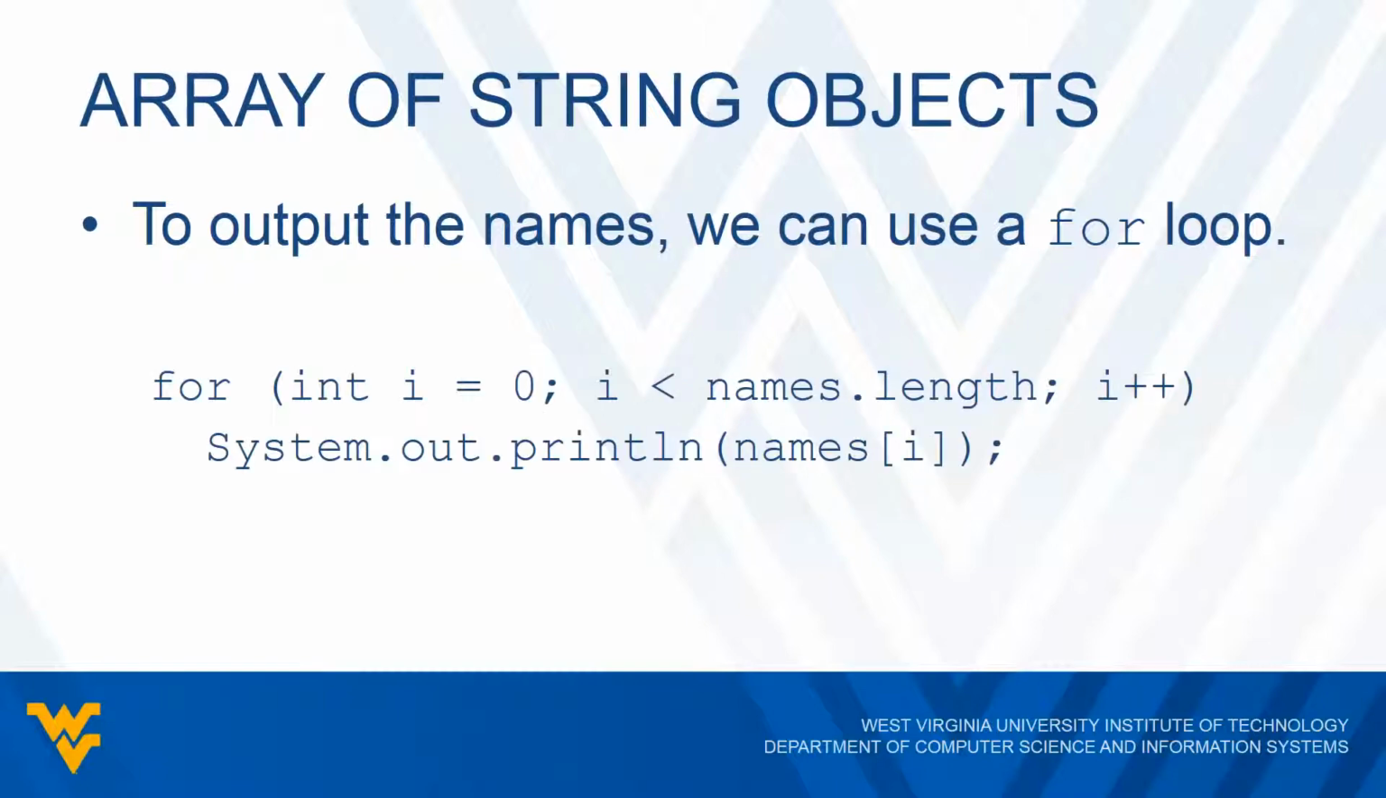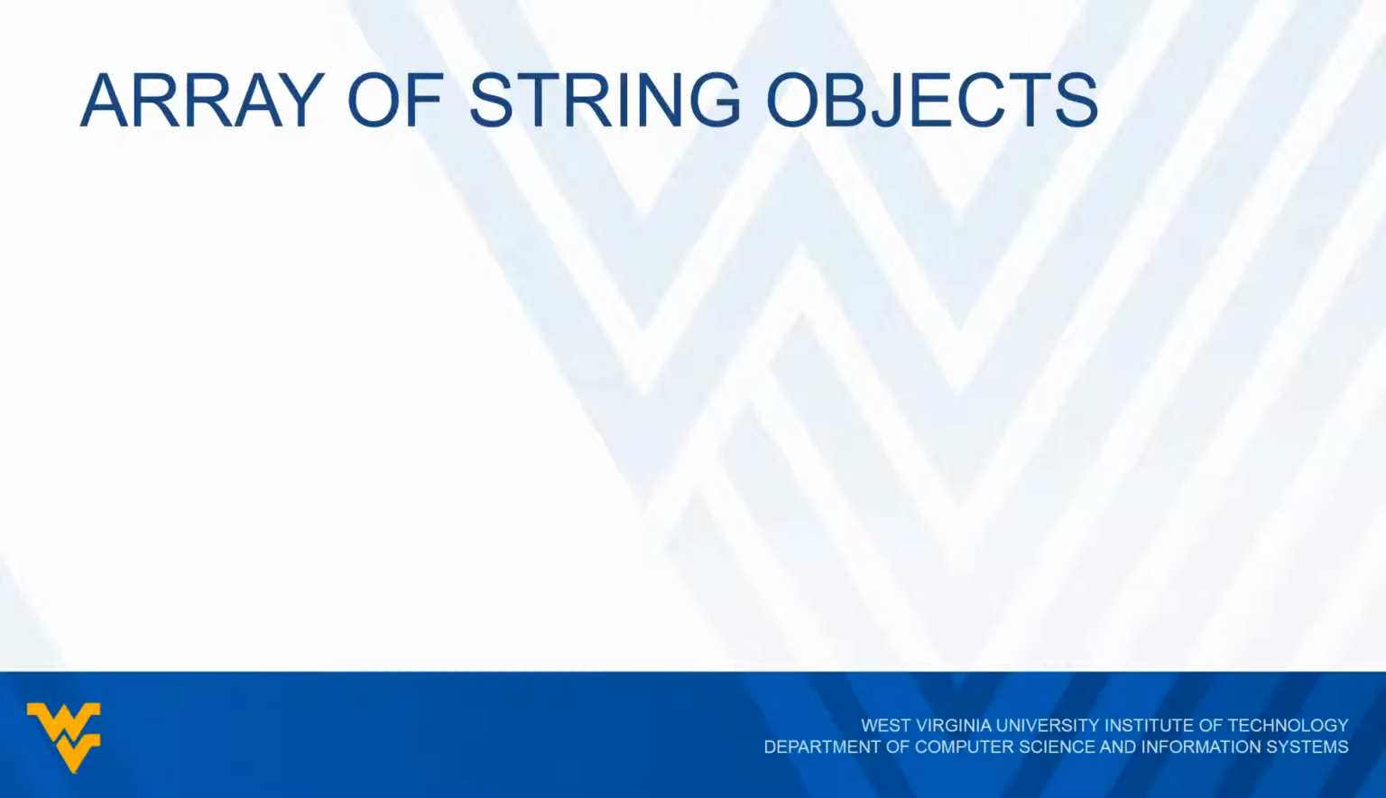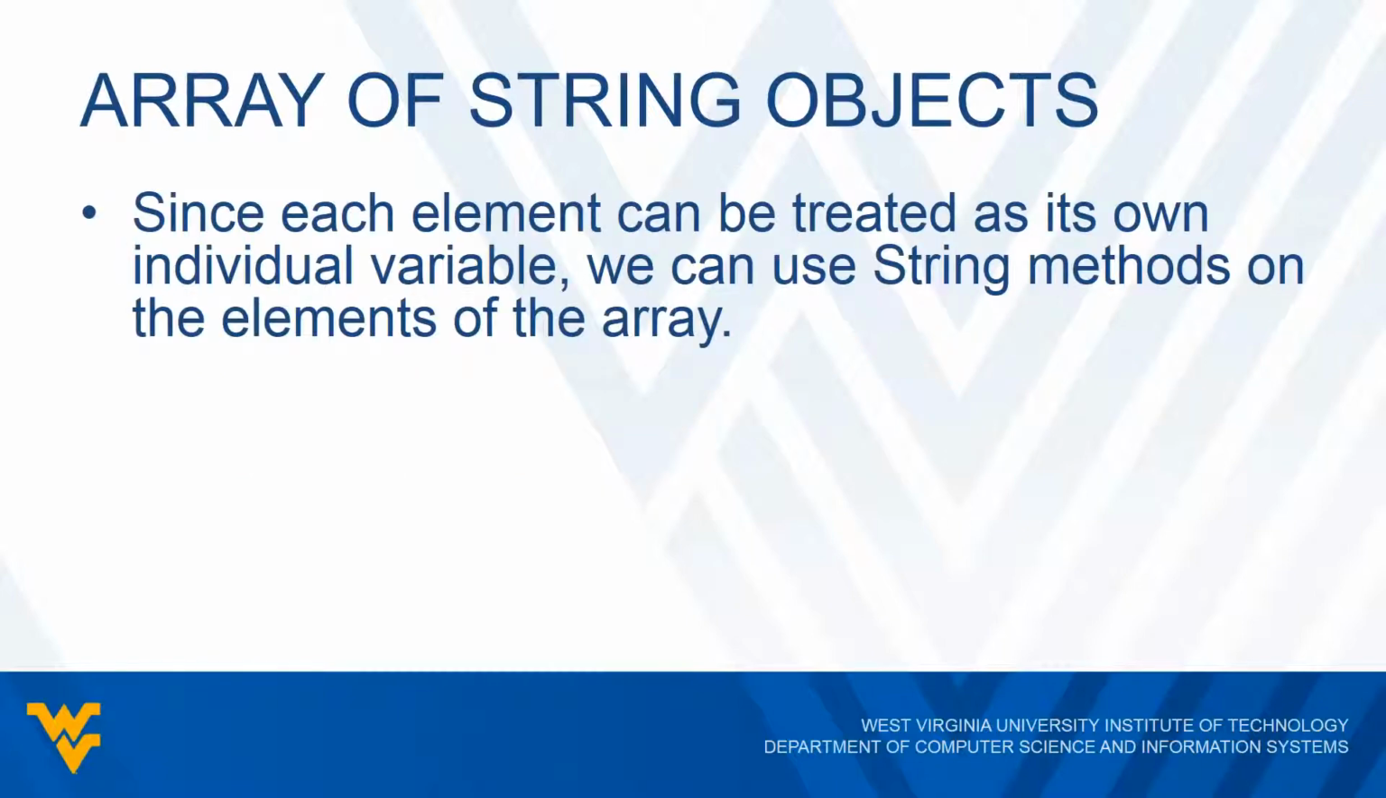Now, if we want to output the names in our array, we can just use a for loop. So we get something like this. So we'd have our loop control variable. So we have i equals 0, as long as i is less than the length of names, we increment i, and then we just do a print or a println statement where we just print out the individual elements of the array. And remember that each element of the array can be treated as its own variable. So since we have an array of string objects, we have a set of individual strings, so we can use string methods on each element of the array.